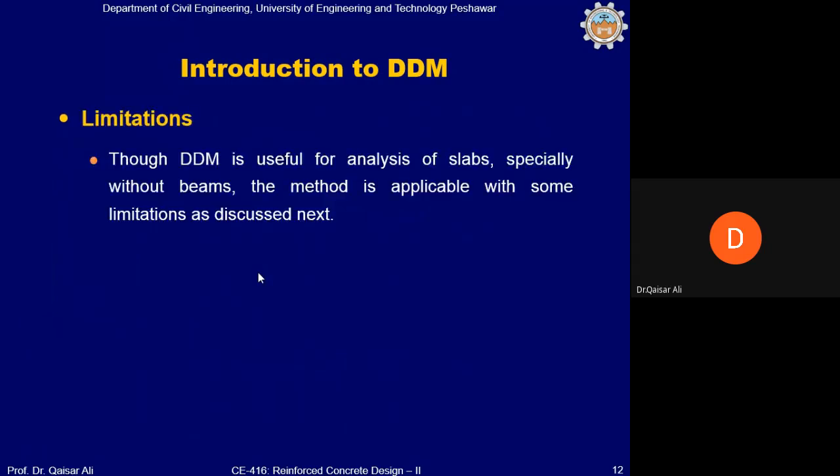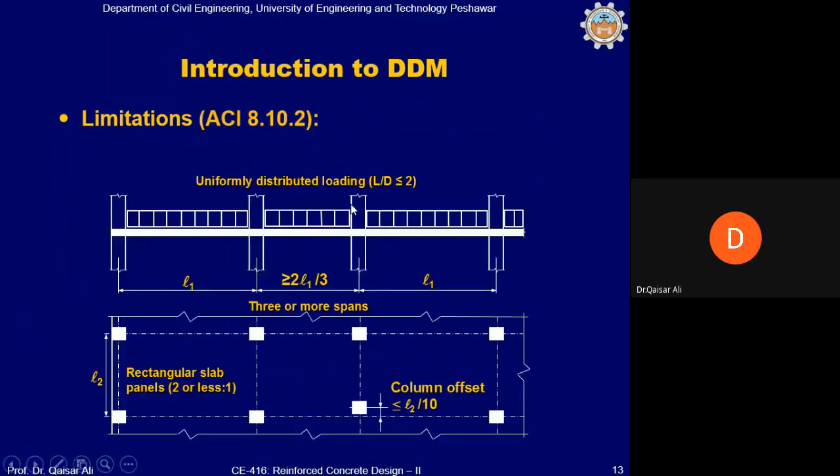As you know, the direct design method is an approximate method. Like every approximate method, the direct design method also has some limitations, which means that it can be used in certain conditions and it cannot be used in each and every condition. What are those limitations? The limitations are given in this slide.